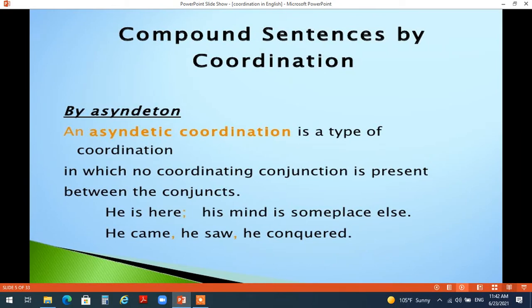For example, he is here, his mind is someplace else. Here we have coordination between these two clauses but no coordinator is present. Or when you say he came, he saw, he conquered. Again, we have a relation of coordination, and this type of coordination is called asyndeton or asyndetic coordination, which means that there are no coordinators which can be found in the sentence.